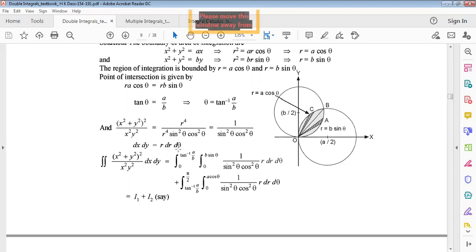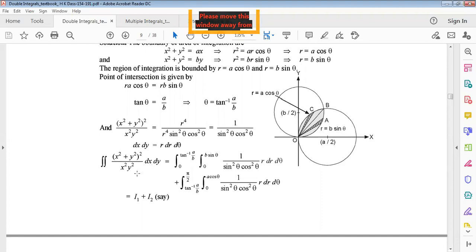Now dx dy, what will it be? It is r dr d theta. Since x equals r cos theta and y equals r sin theta, from here we can get the value of dx dy, so dx dy will be r dr d theta.